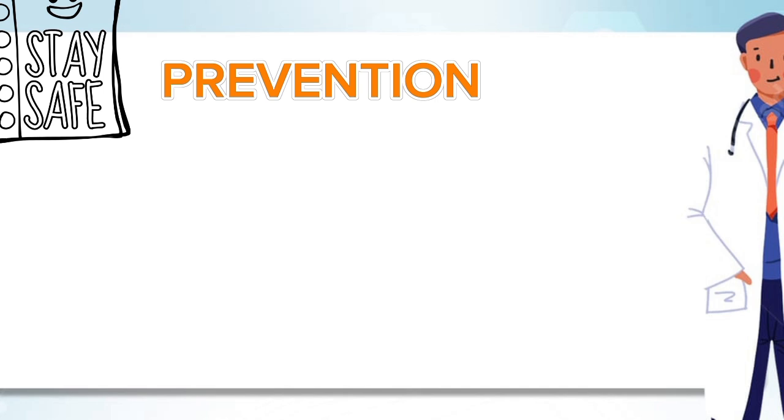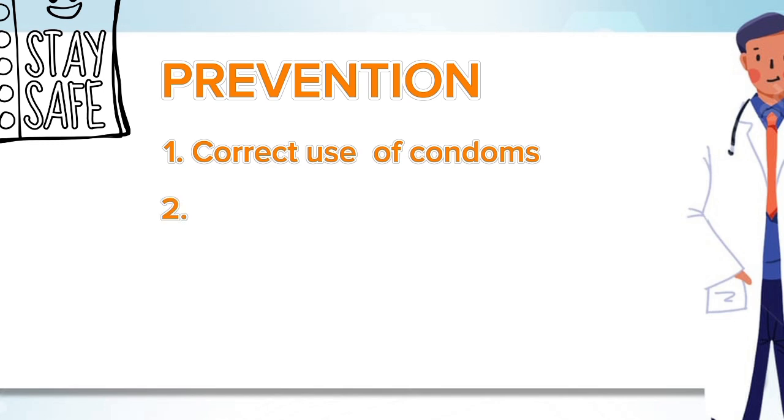Prevention for chlamydia. First, consistent and correct use of condoms when having vaginal and anal sex is the only way to prevent chlamydial infection. If you are pregnant, getting tested for chlamydia and receiving prompt treatment if you test positive can prevent transmission to the baby.